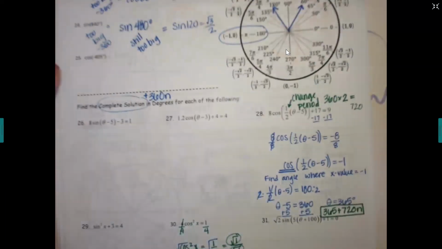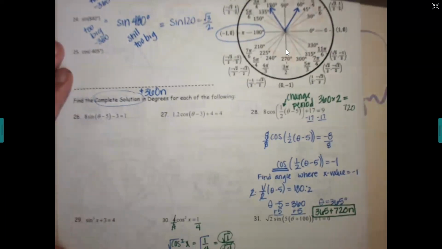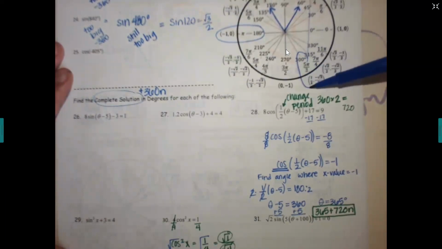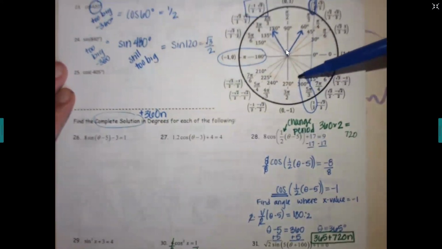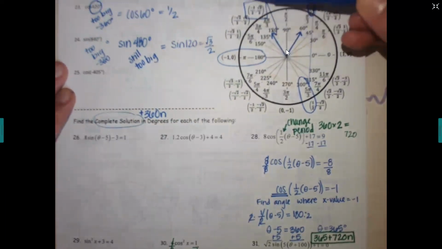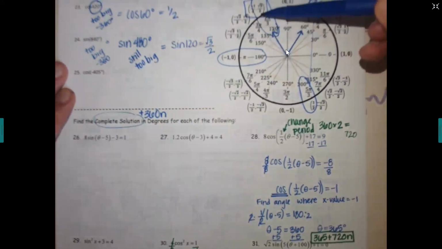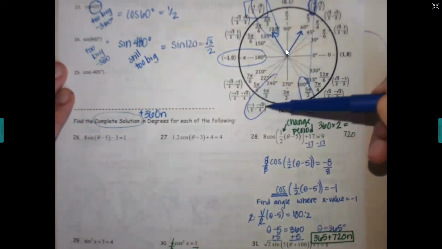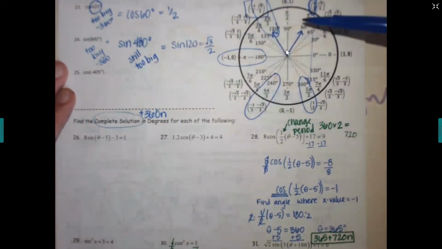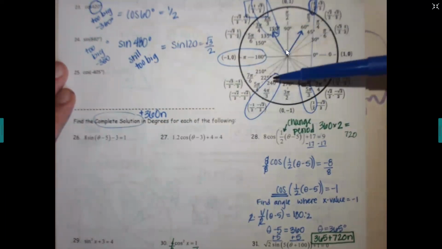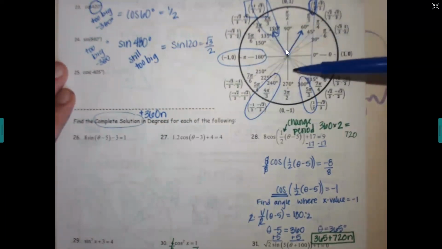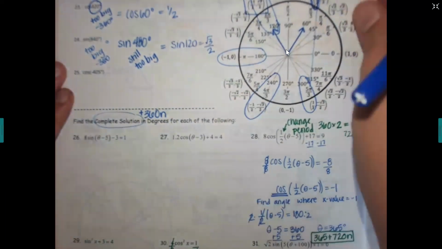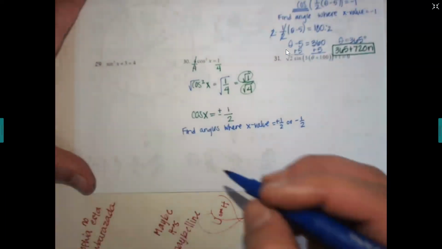Let's look at the circle. I have a half here at 60 degrees, and then I have a half here at 300 degrees. I have negative a half here at 120, and then my other negative half is here at 240. So I have 60, 120, 240, 300, these four right here. Okay, remember 4 is the most you'll ever get for an answer.